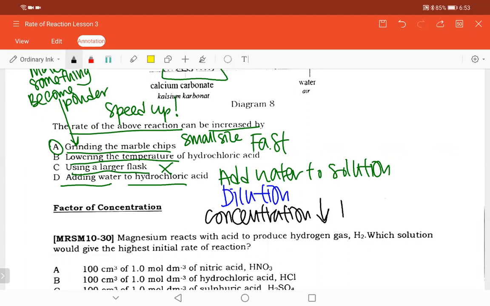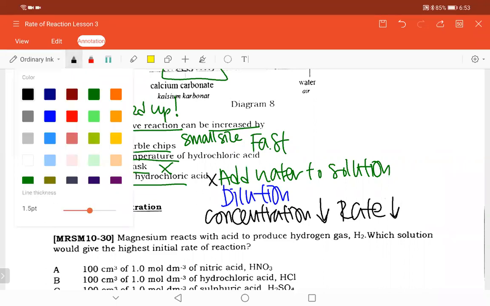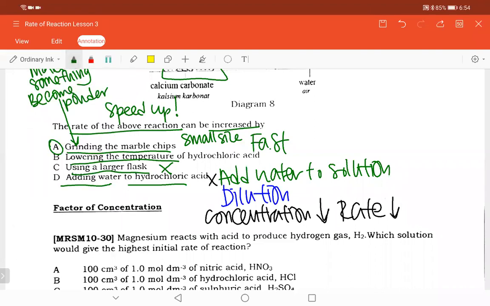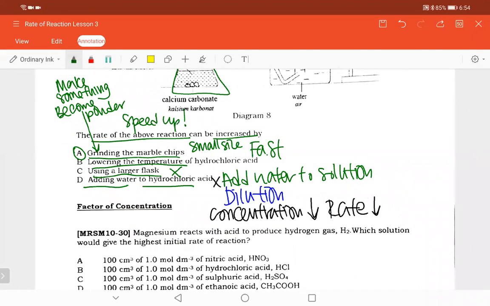When concentration is lower, the rate should be lower. Lower concentration, the reaction becomes slow. But now we want to make the reaction fast. So D is wrong. So among all, the best answer is A. Okay, guys, so far so good for the first 2 questions.